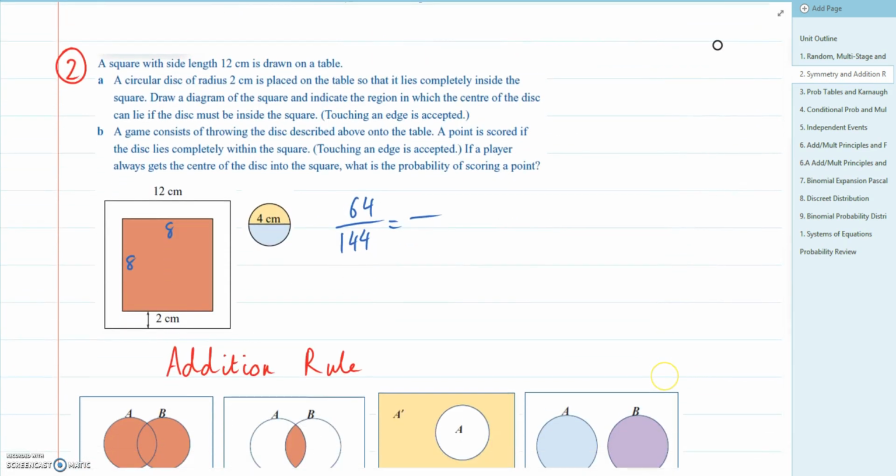This is a bit of a strange question. I won't go through all of it now because it'll take a while, but basically we're working out the area of the orange square. So if you want to pause and read through the question and then come back, you can. The area of the orange square is 8 by 8, which is 64 centimeters squared. And the area of the whole square is 12 by 12, which is 144. And of course that simplifies down to 4/9, I think we end up getting there.